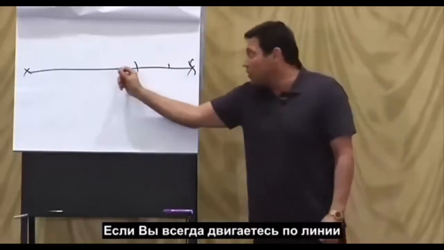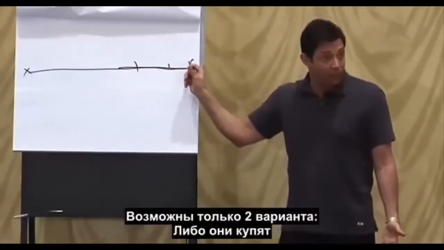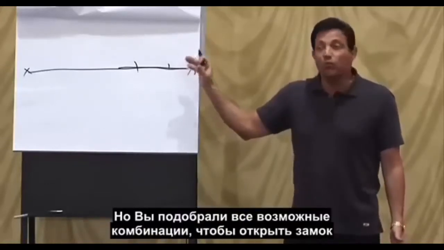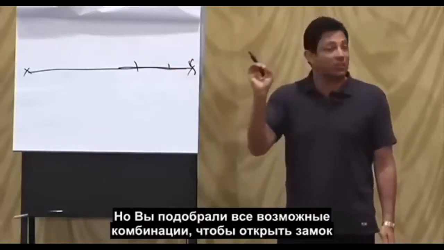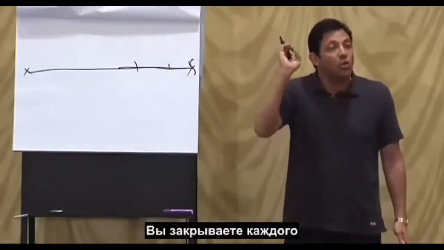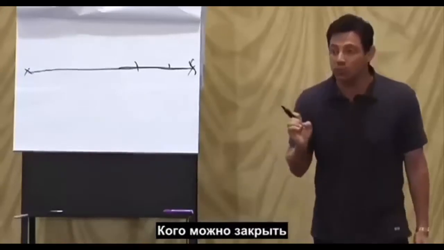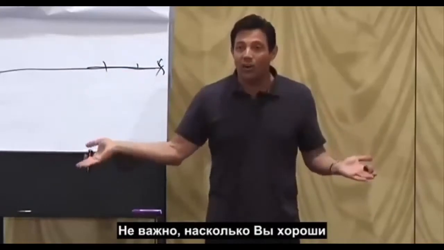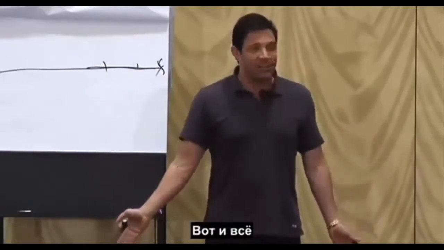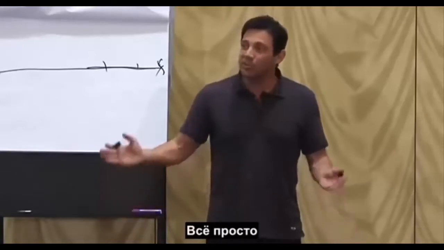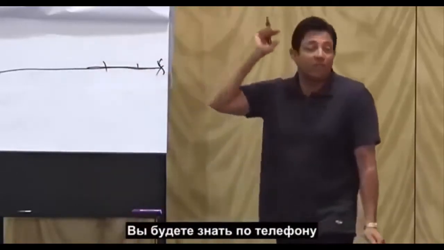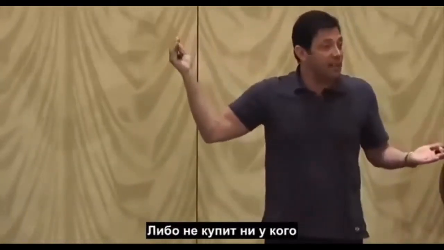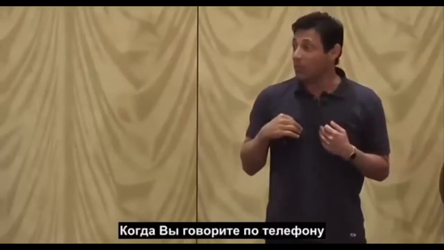If you move all the way down the line, either they buy or they don't buy, right? But what happens is this. You've run every possible combination to pick the lock. You close everyone who's closable. And why didn't they buy? Remember what I said in the beginning? No matter how good you are, not everybody's a buyer. It's as simple as that. But by using the straight line, you're going to know every time you pick up the phone, either he buys from me or he would never buy from anybody. That's a good place to be in when you pick up the phone.